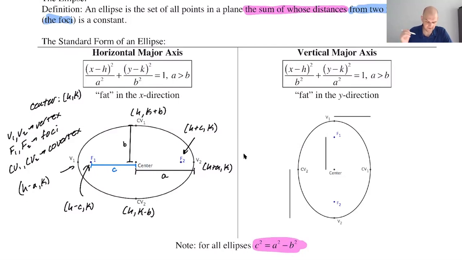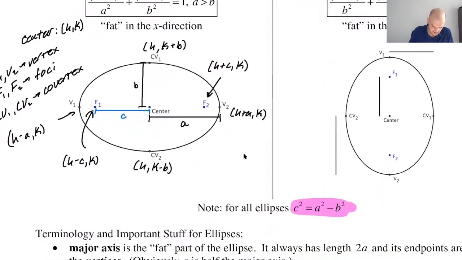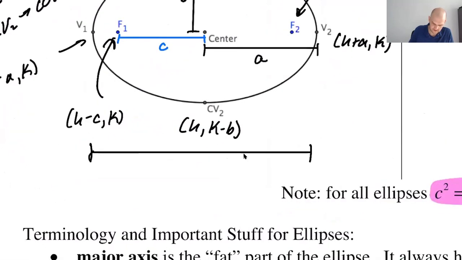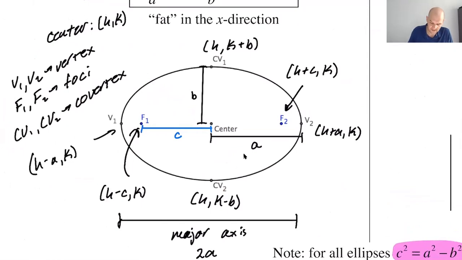Let's look at the vertical one. What's the major axis, the minor axis? The major axis is going to be here. This is major. Major axis. And the major axis is going to be 2a units long. The foci are on the major axis. The minor axis, I'm going to use a different color, I guess.